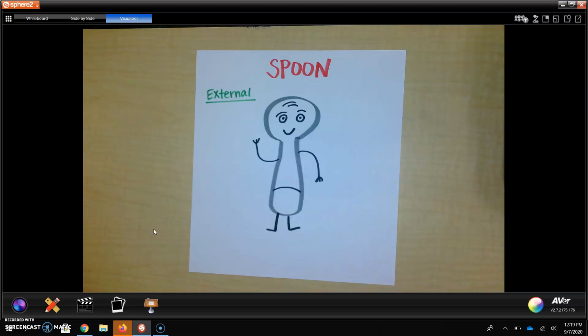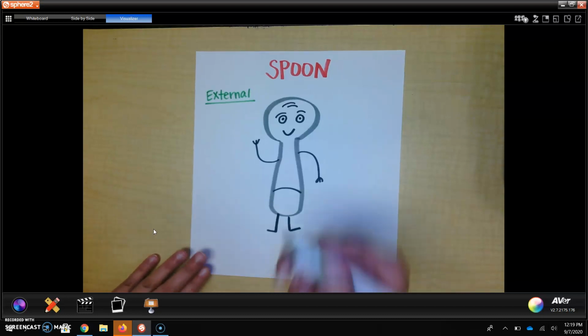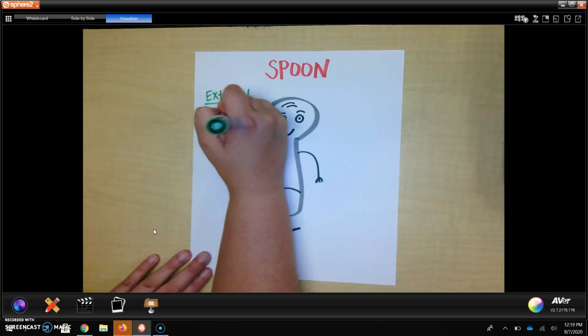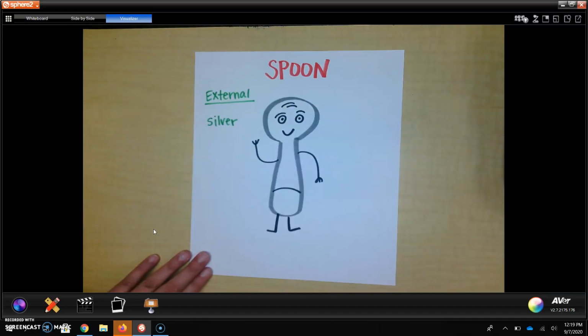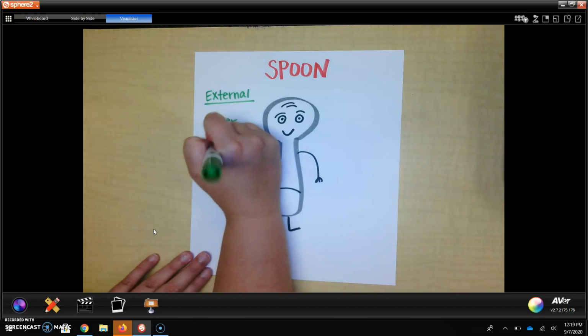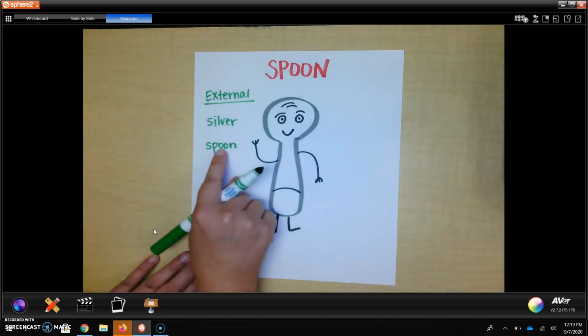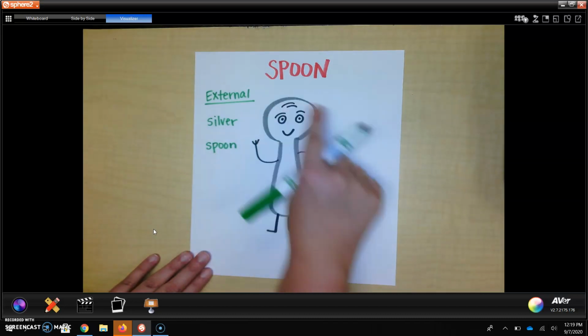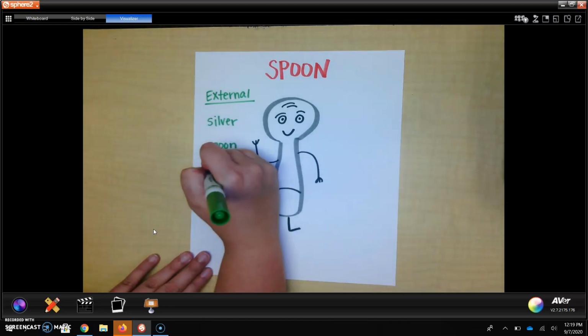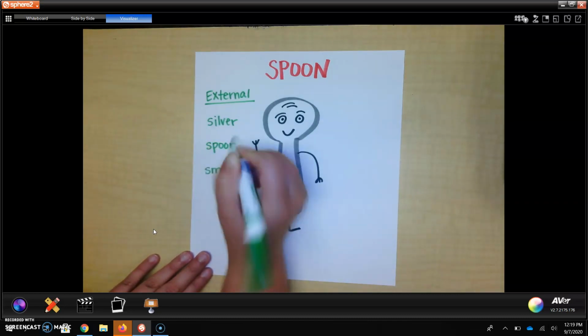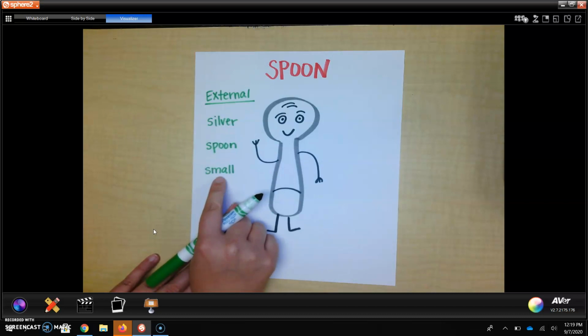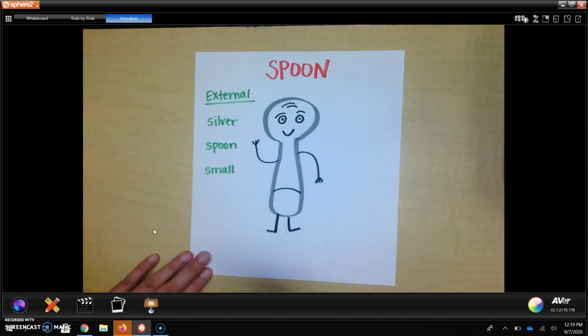So the first external trait on the outside of Spoon is that Spoon is silver. I can know that the color of Spoon is silver like most silverware is. I also know that Spoon is a spoon. He's not a person, he's not an animal, he's an actual spoon. So that describes the outside of him. When I think of his height, Spoon is pretty small. I could have put small, I could have put short, but if I'm thinking about what he looks like physically, he's not very big because spoons aren't very big.